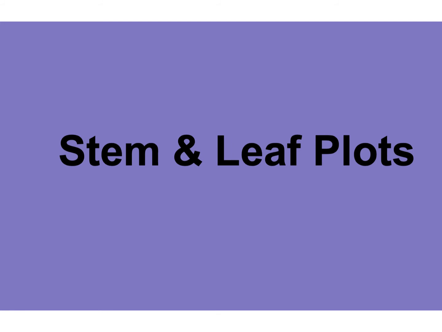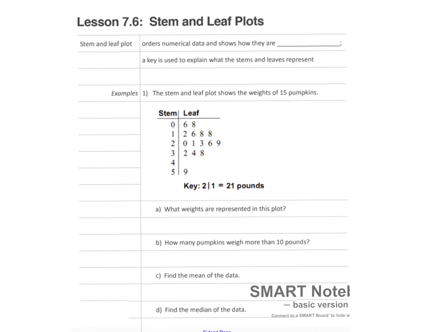Next we have stem and leaf plots. Again, we're going to start with what goes into your notes. Stem and leaf plot, here's our definition. Let's fill in the words here. It orders numerical data and shows how they are compared, would be the best way to say it. They're in order. That's one thing that we like.